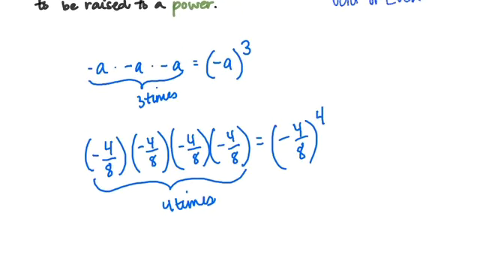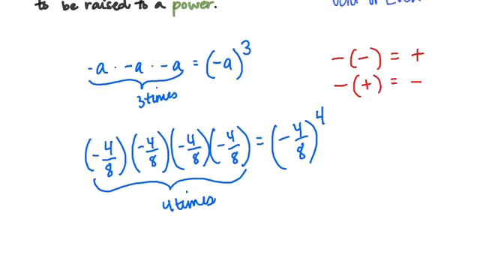So let's take a look at these last two examples where we had negative a raised to the power of 3 and negative 4/8 raised to the power of 4. So the question here is, when a negative number, or a variable for that matter, is raised to a specific power, how do we know the sign of the result? Well, if you remember the rules of multiplying negatives and positives, then we know that negative times a negative is going to give you a positive result, and negative times a positive is going to give you a negative result.